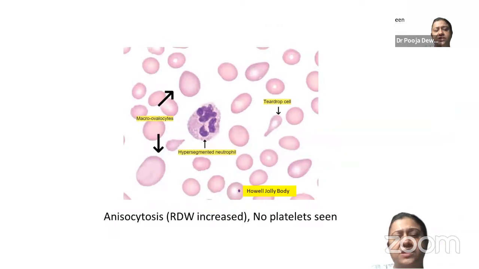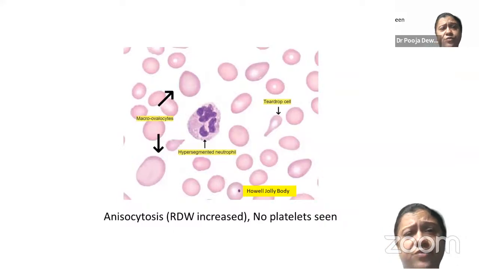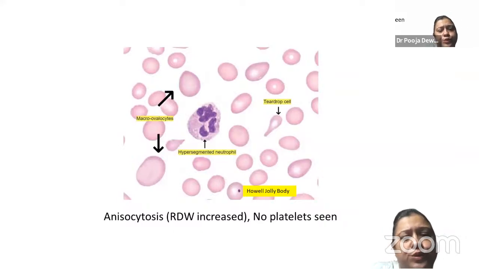Now, this is how a peripheral smear would appear for a nutritional B12 deficiency. You would see the presence of these macro-ovalocytes. These are hypersegmented neutrophils. You can have teardrop cells. And these are Howell-Jolly bodies. So these are DNA inclusions which you can find in the RBCs. And Howell-Jolly bodies are not specific for megaloblastic anemia. You can also find these in splenectomized patients. In this particular PS, I'm not seeing any platelets. So there is associated thrombocytopenia.